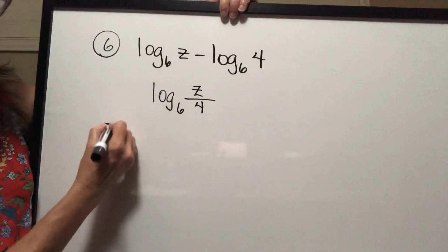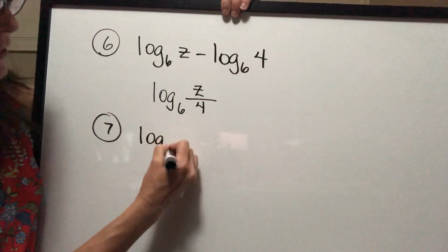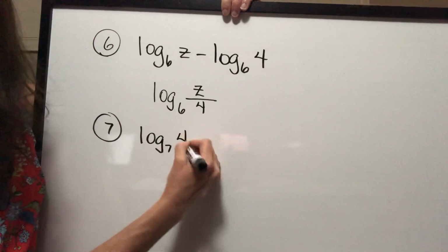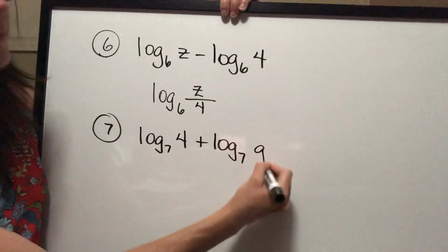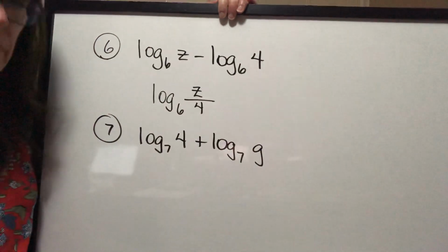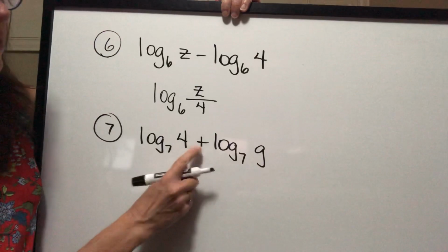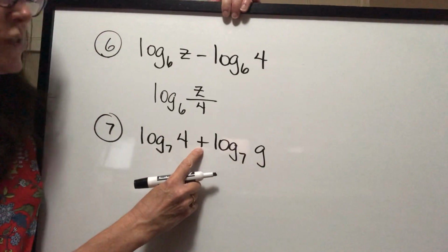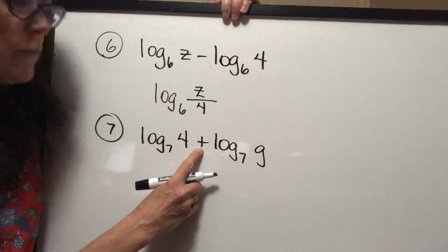Okay, number 7 is also pretty easy. It's just applying one property at a time. So it's log base 7 of 4, and then log base 7 of g. Notice they both have a 7 for a base, so you're allowed to apply the rules. So this time we have 2 logs with addition between them. So when you see addition, that means you will have multiplication with the logs.